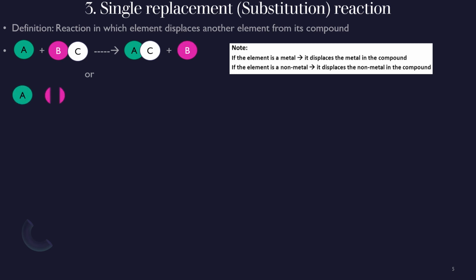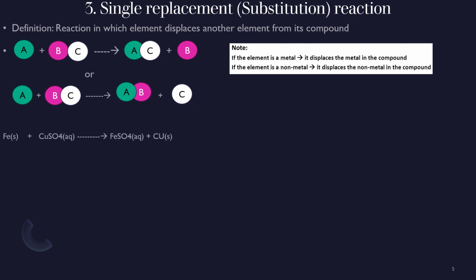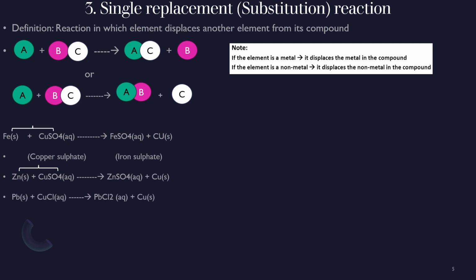A, when it is reacted with BC, it gives AC plus B, or A plus BC gives AB plus C. So it displaces the compounds and produces new products. See the example: iron, when it is reacted with copper sulfate, it gives iron sulfate plus copper. So here the iron displaces the copper and copper is separated.